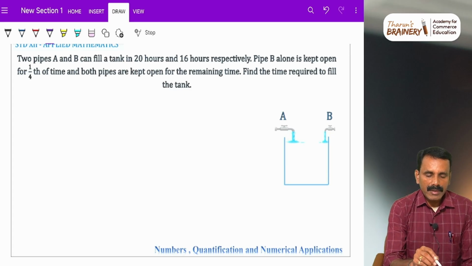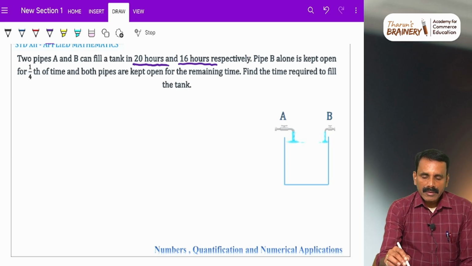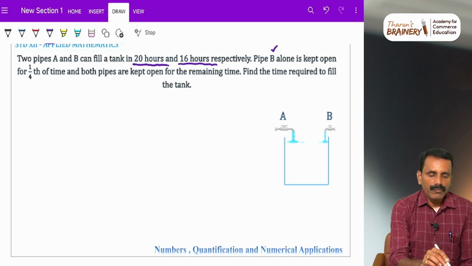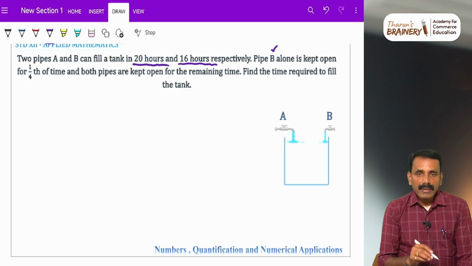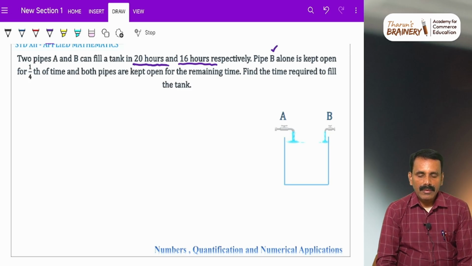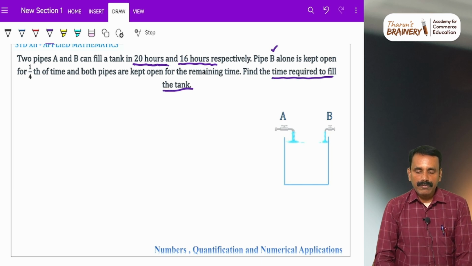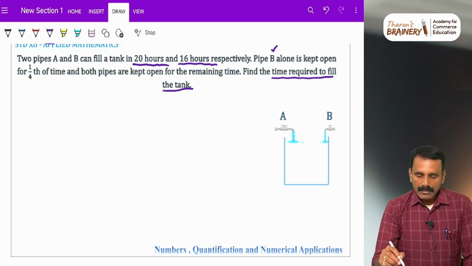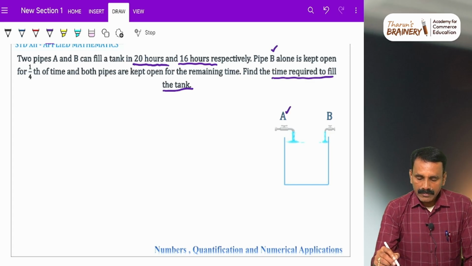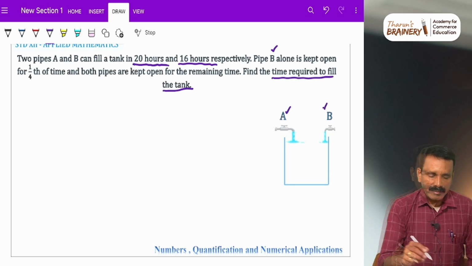Two pipes A and B can fill the tank in 20 hours and 16 hours respectively. Now, we are going to keep pipe B open for 1/4 of the time and then after that particular time we are going to open both the pipes. Okay. Now, we are supposed to find the time required to fill the full tank, because it is going to be dealt with the two taps. We are having two pipes now.